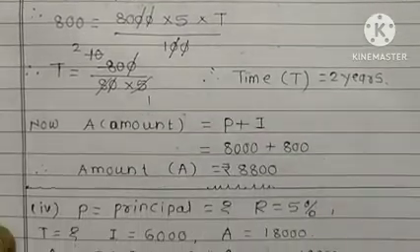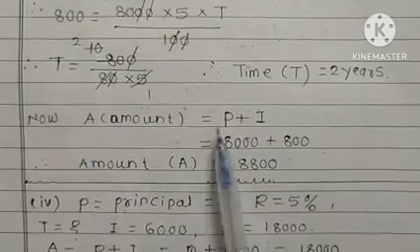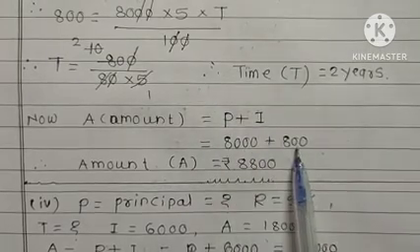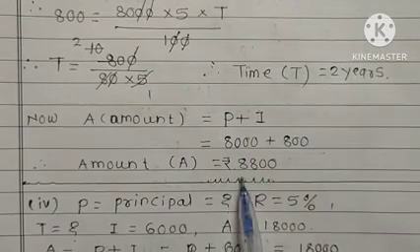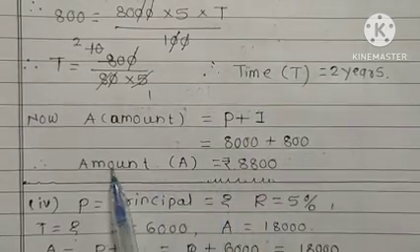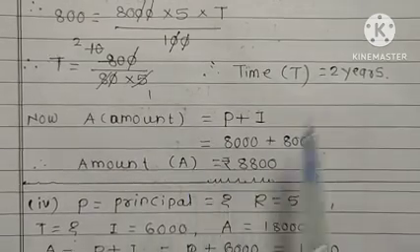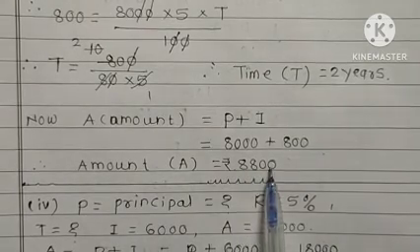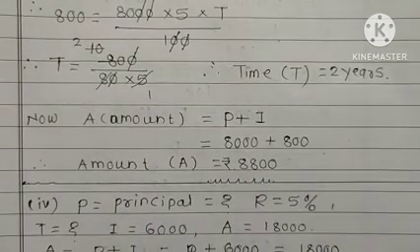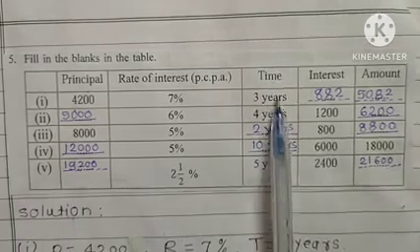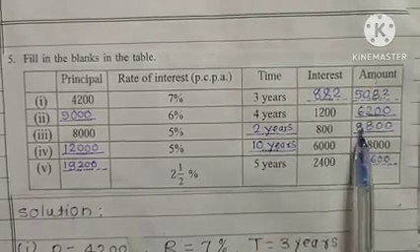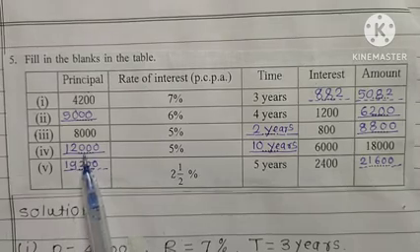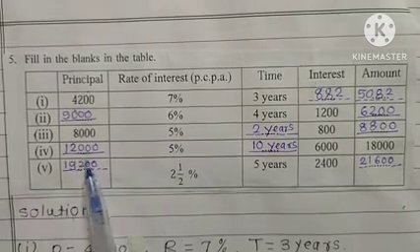Now amount. Amount A is given by P plus I. P 8,000, I 800. Addition gives 8,800 of amount. Okay. So T 2 years and amount 8,800 put in the table. 2 years time, amount 8,800.